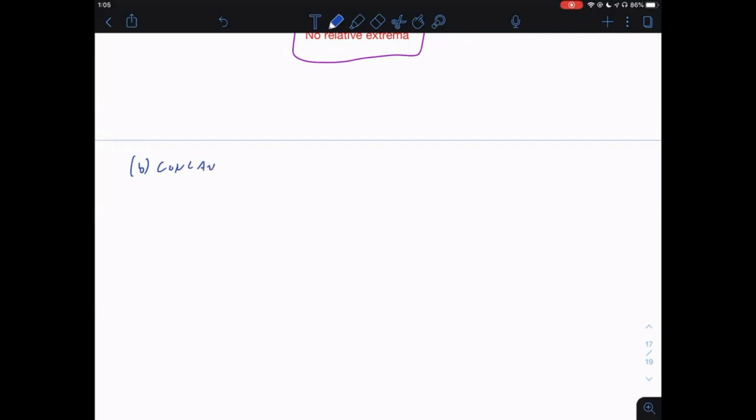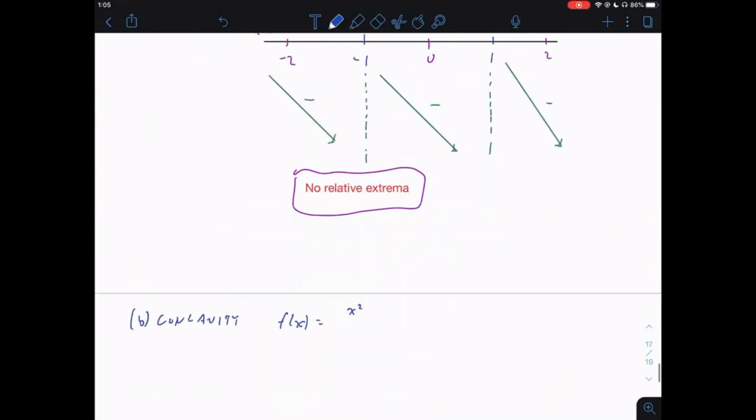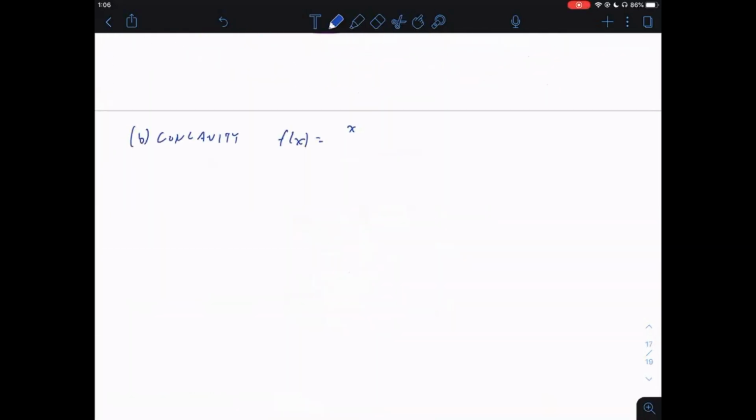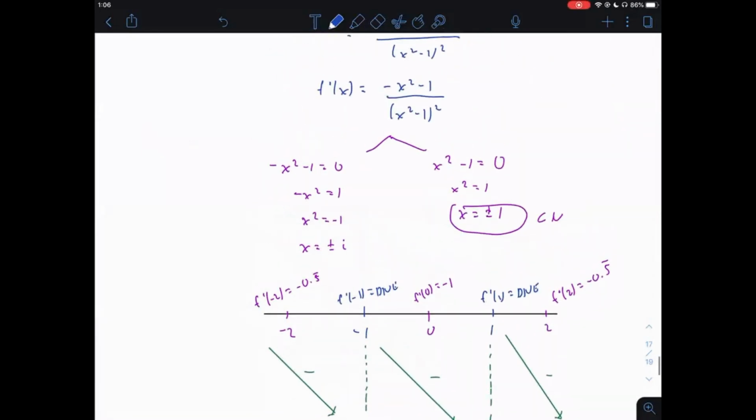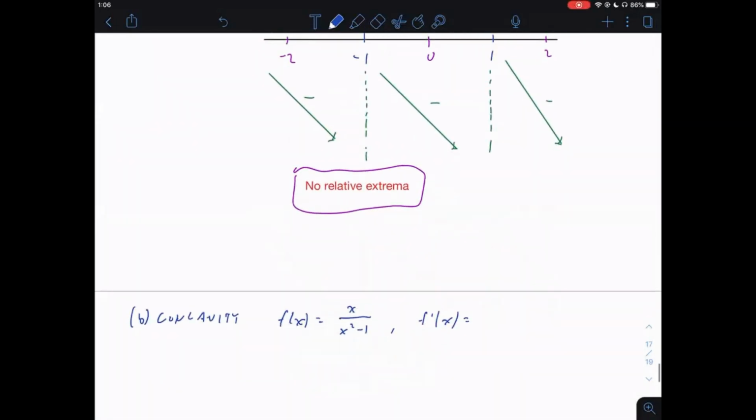And let's write down what we have found so far regarding our function. So again, our original function of x was x squared. Wait, was it x squared or x? Let me double check. X over x squared minus 1. And then we found the first derivative, f prime, to be -x squared minus 1 over parentheses x squared minus 1 squared.